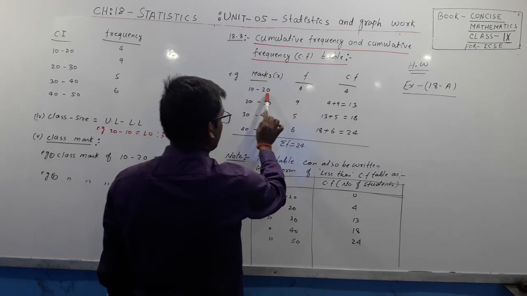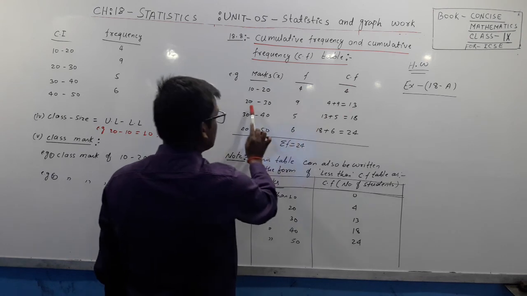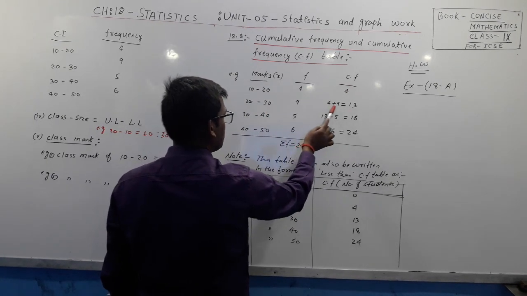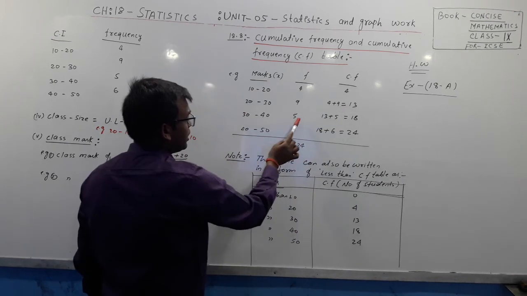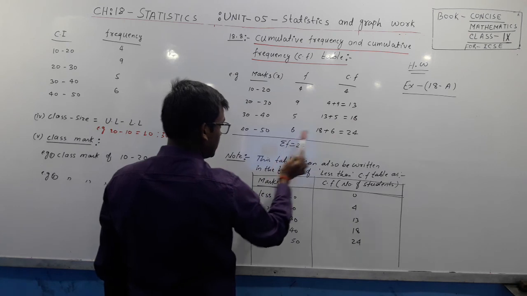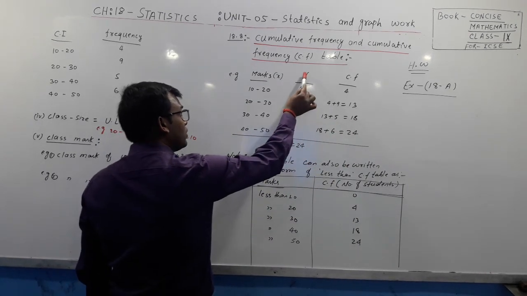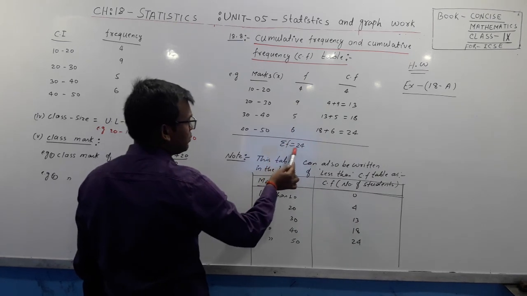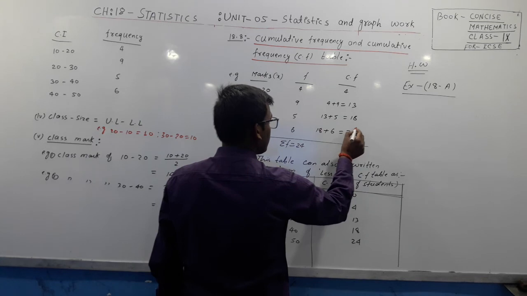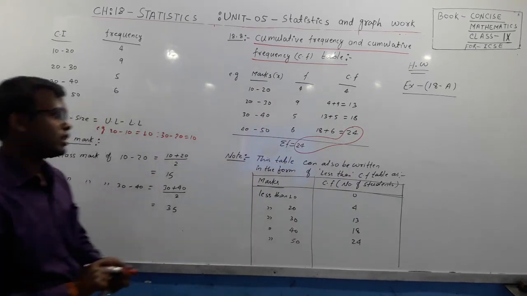For 10 to 20 the corresponding frequency is 4, so directly you write 4 only. For 20 to 30 the frequency is 9, so this 4 and 9 will be added. 4 plus 9 will be 13. Similarly, next will be 13 plus 5 is equal to 18, and 18 plus 6 is equal to 24. And after adding the frequency column, the sum will also be 24. They should be the same, then only it is correct.